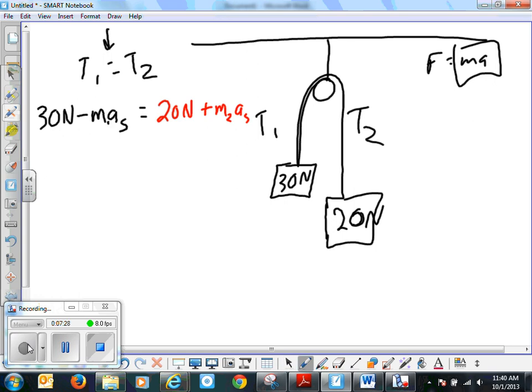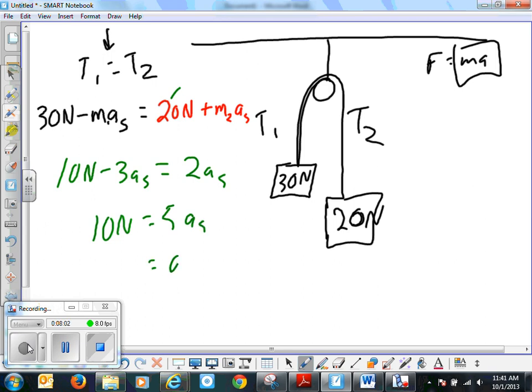Okay, so now you can see all you have is one unknown, which is the acceleration of the system. Right? So you just go ahead and start solving. Subtract this from both sides, so it's 10 newtons minus, what do we have? 3AS equals 2AS. Any questions about where those numbers come from? Okay, so then 10 newtons equals 5AS. Acceleration of the system then becomes 2 meters per second squared.